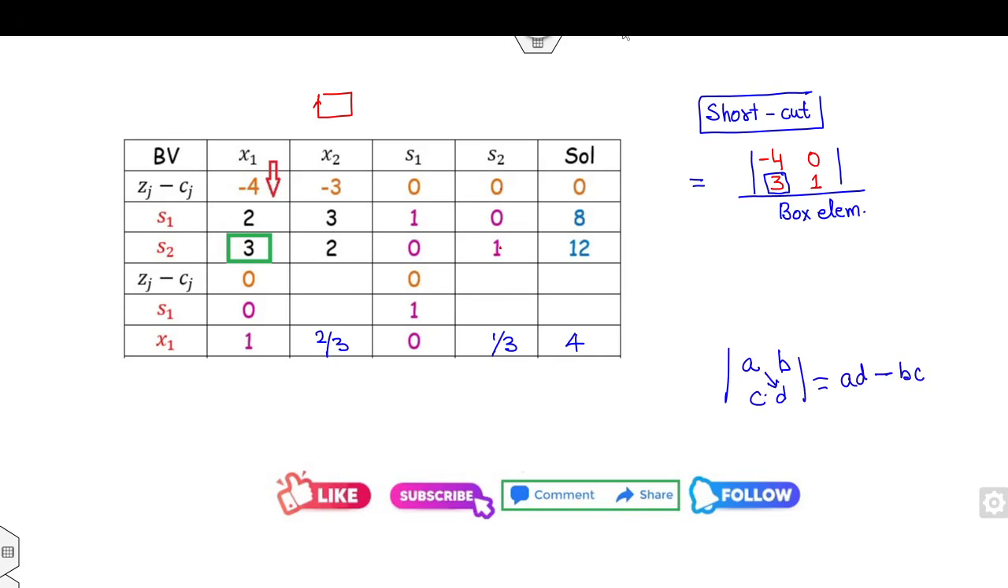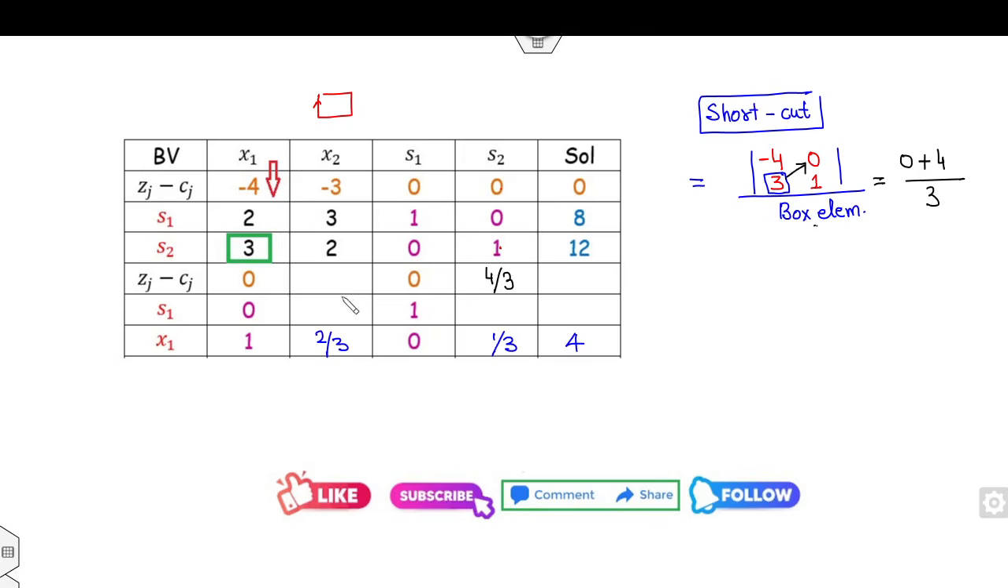Fine. But always start from the box element. So the box element is 3 into 0 is 0, minus the sign opposite of this, so minus minus plus 1. Always remember the rule: the determinant, starting from the box element, divided by the 3. So this element is 4/3.